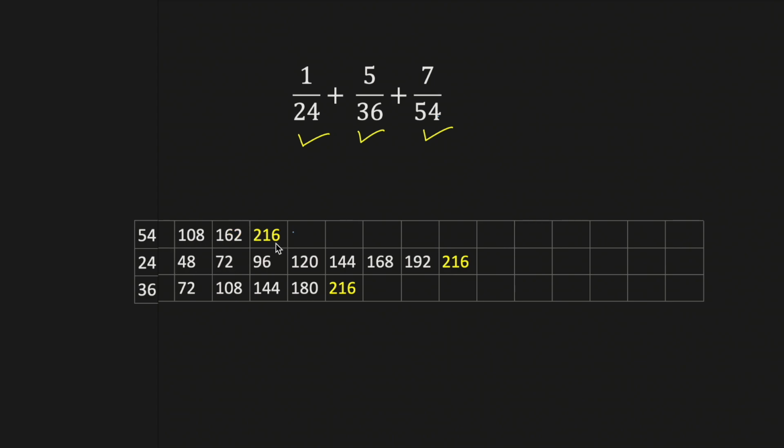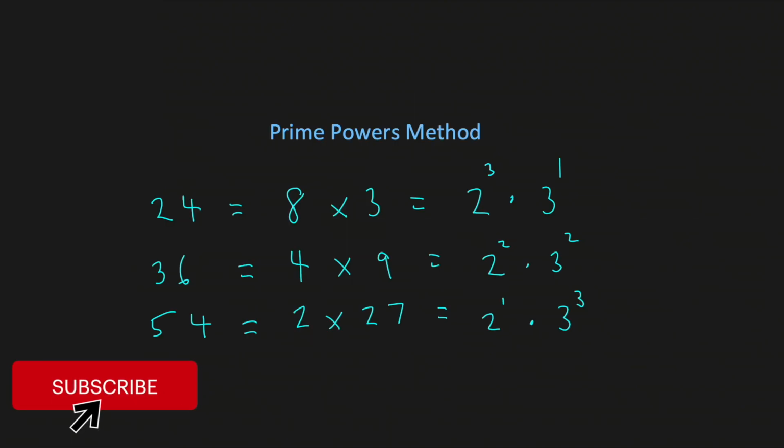The least common multiple is the smallest number that will be in all three rows, and that turns out to be 216. So the LCM of the three numbers is 216. Let's go through one other method for finding the LCM. This is the prime powers method.